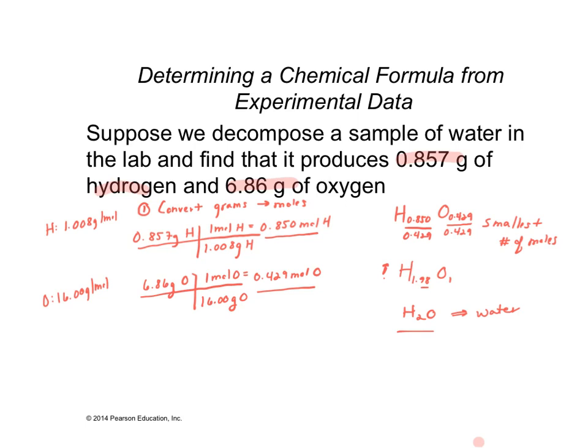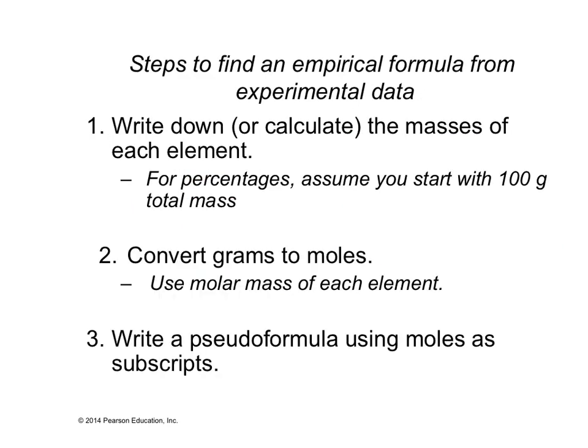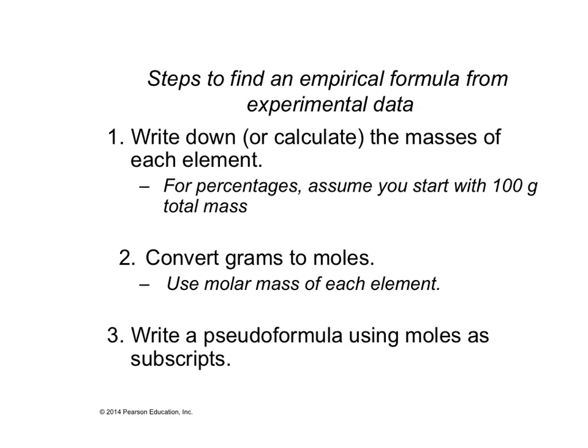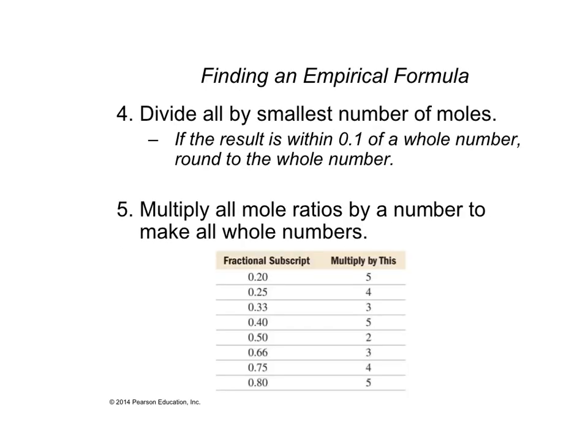All right, so just to restate that action, again in a nice little simple chart. The first step in converting all of this mass data to the actual empirical formula is you're going to write down all of the masses of all of the elements that you're dealing with. There's a note here that if you're dealing with percentages, like mass percents, you should always assume that you start with 100 grams of total mass. You're then going to convert from grams to moles by using the molar mass of each element. You're going to write the pseudo formula using the number of moles that you calculated in 2 as subscripts. And then you're going to divide all of the numbers of moles by the smallest number of moles.